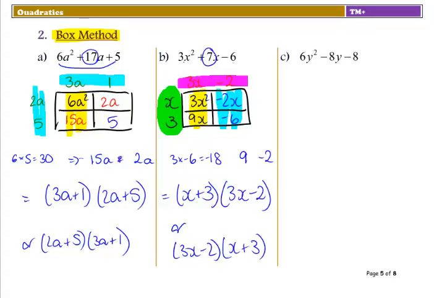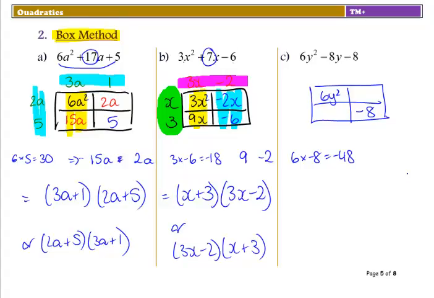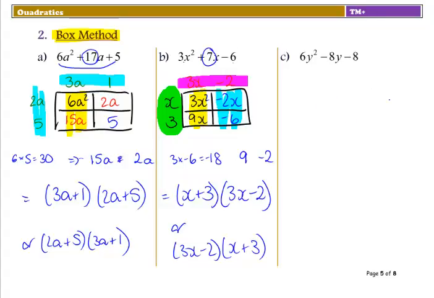Okay, last one. Draw your box, put in your terms. 6 times negative 8 is negative 48. Two things that multiply to give negative 48. Oh, I did the same thing as before. Nice to know that I'm consistent. Common factor is 2. So 2 bracket 3y squared minus 4y minus 4.